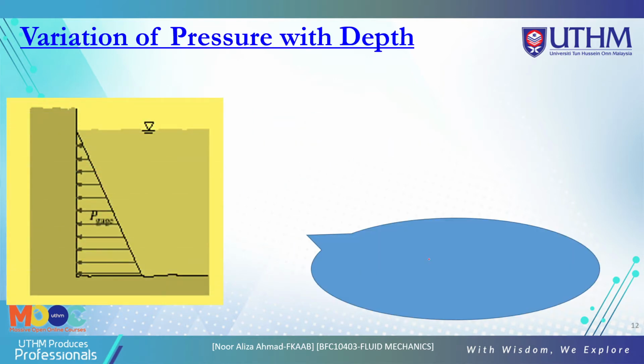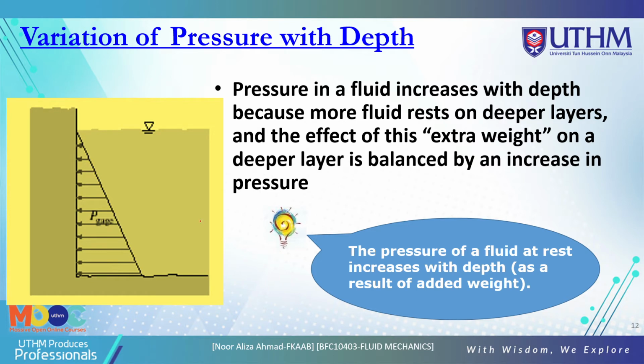Now we look at the variation of pressure with depth, measured from the water level here. Pressure in a fluid increases with depth because more fluid rests on deeper layers. The effect of this extra weight on deeper layers is balanced by an increase in pressure. So the pressure will increase with depth, and that's why it's called variation of pressure with depth.